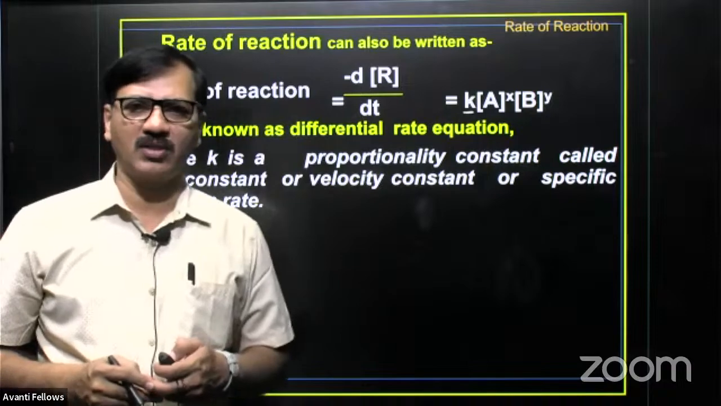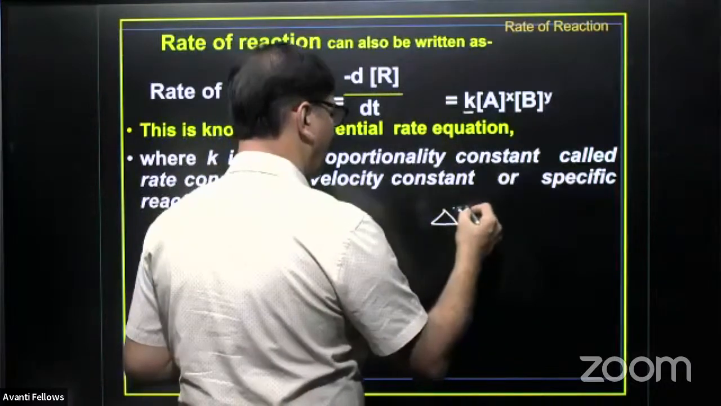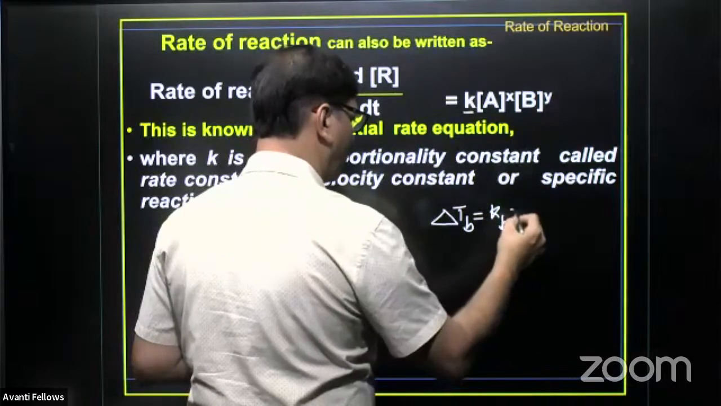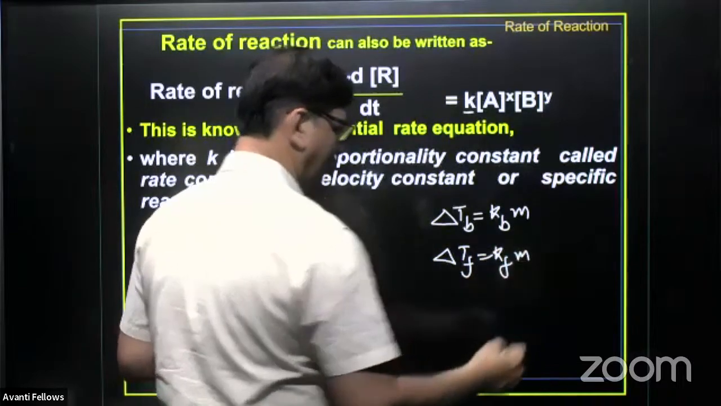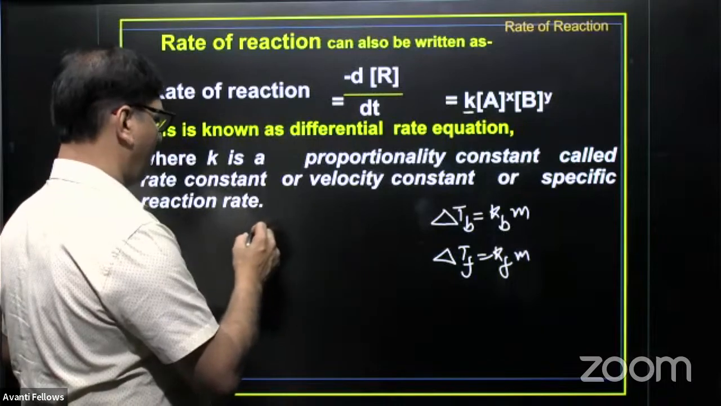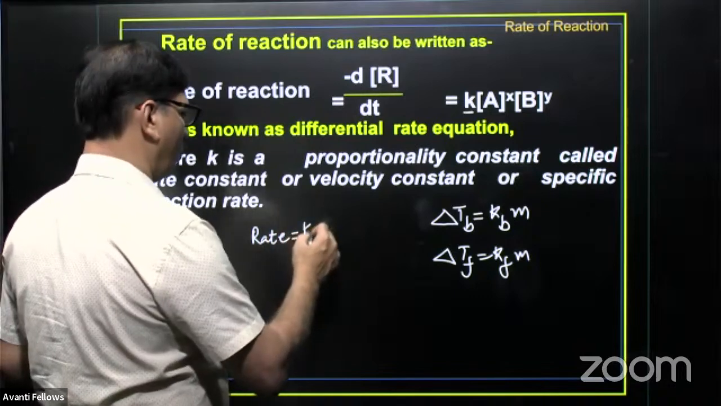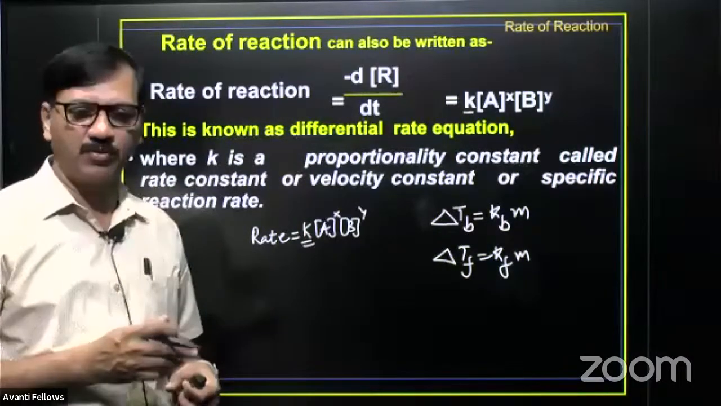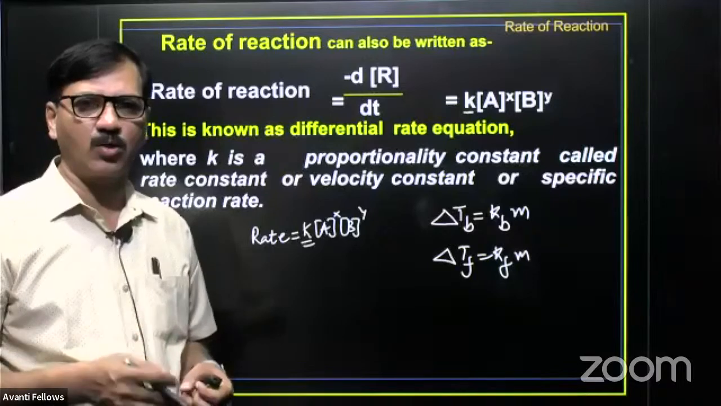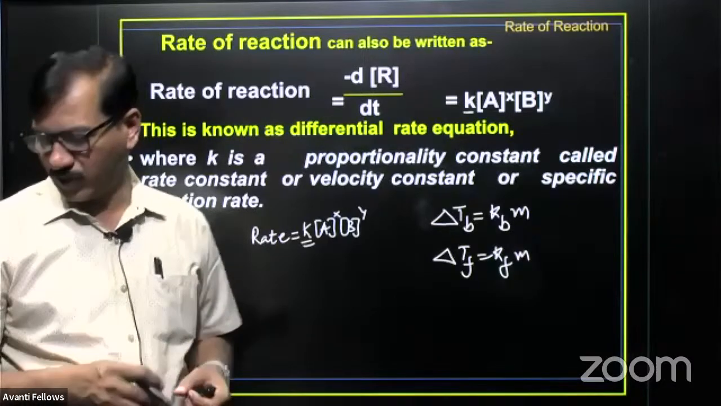Always there will be proportionality constants. Yesterday we already saw that delta Tb is equal to Kb into molality, and delta Tf is equal to Kf into molality. Here the expression is: rate of the reaction equals K into A to the power x and B to the power y. So every time I generalize this so that you are able to give the definition.